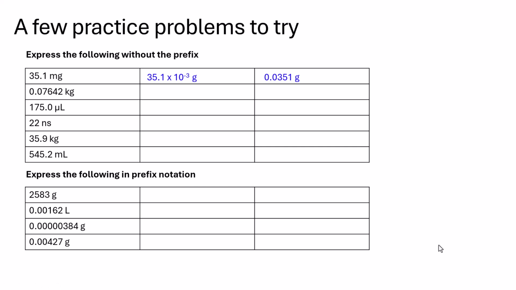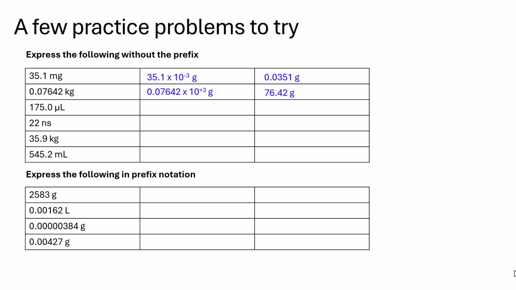Kilograms, 0.07642 kilograms. So really, I like to do these very straightforward. Just say K is times 10 to the plus 3. So just substitute that in. And now you can put this into your calculator and let it do the math for you. And it's 76.42 grams.